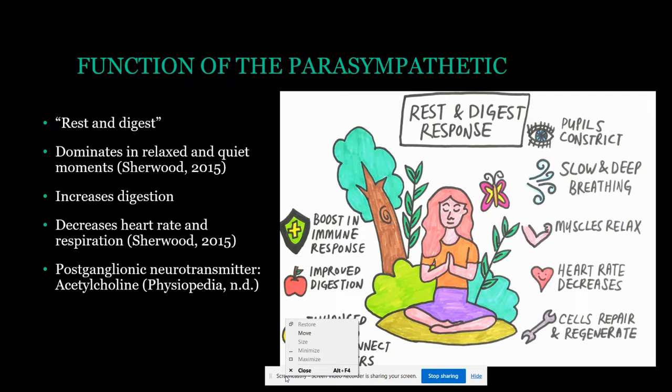And it does this by activating various G protein coupled receptor pathways, and that response is going to depend on the effector. Here we see some responses of our parasympathetic system, things such as increased digestion, so that would be an excitatory response, slow breathing or relaxed muscles, which would be an inhibitory response. And it's also a time of our cells being able to repair and regenerate themselves. So going through cell growth and things like that.